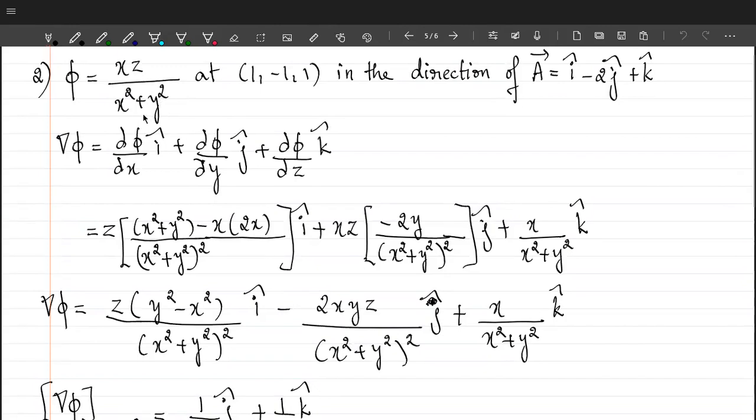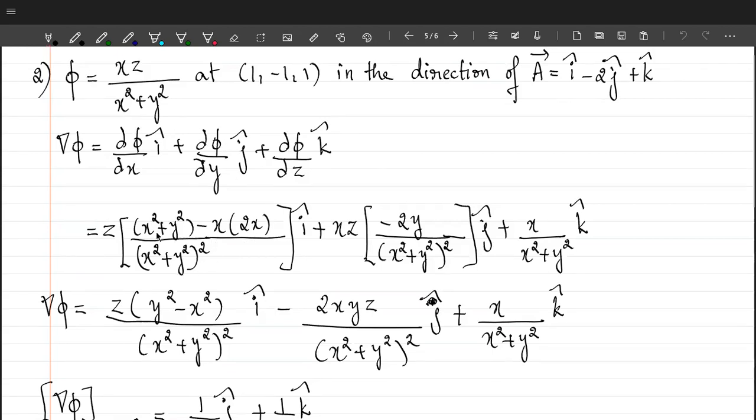So let's use the quotient rule. In the quotient rule, we square the denominator, so (x² + y²)². In the numerator, we write (x² + y²) into the differentiation of x with respect to x, which will be 1, minus x into the partial differentiation of x² + y² with respect to x. So that will give you 2x.